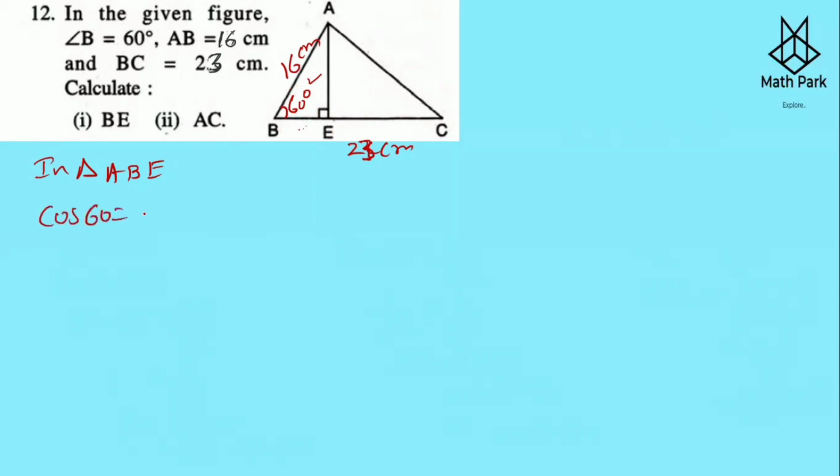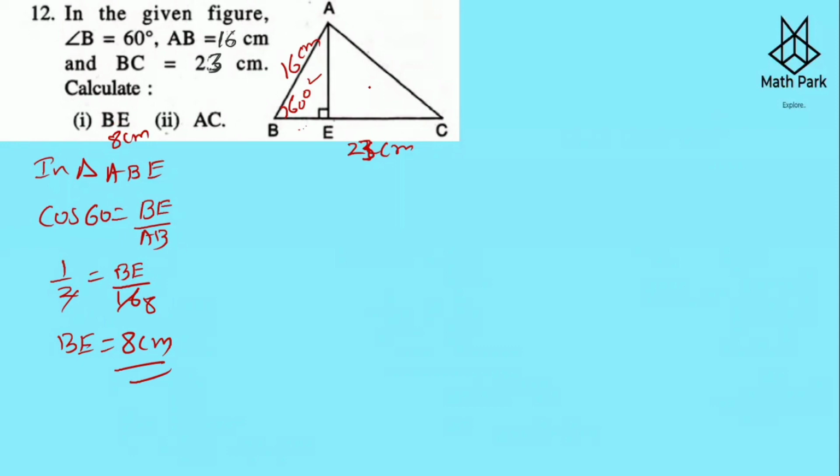So we have cos 60 is equal to BE upon AB. So cos 60 is half is equal to BE upon AB is 16. 2 1s are 2, 8s are 16. So you get BE is equal to 8 centimeter. So you got BE as 8 centimeter.